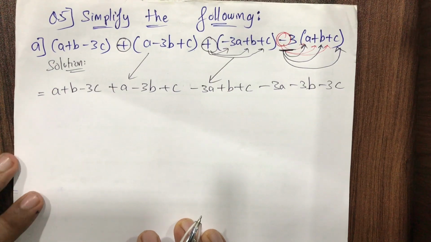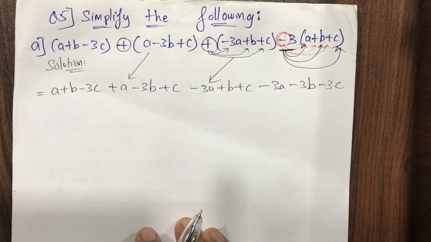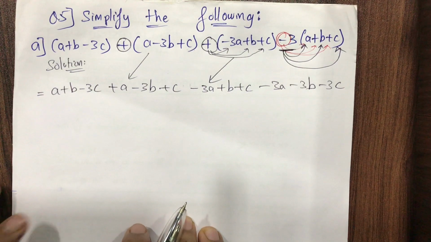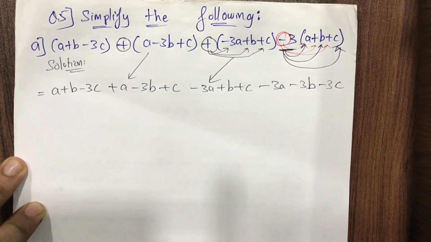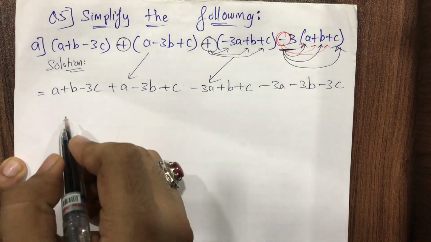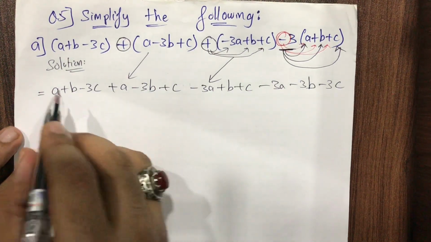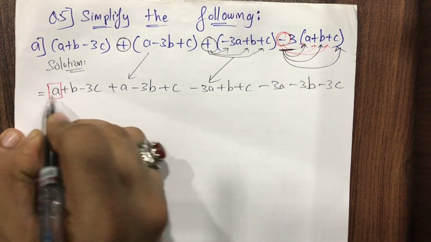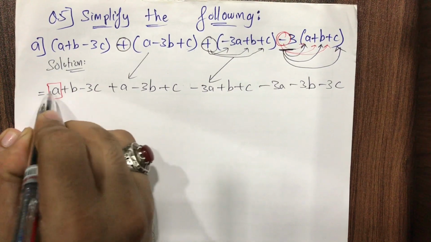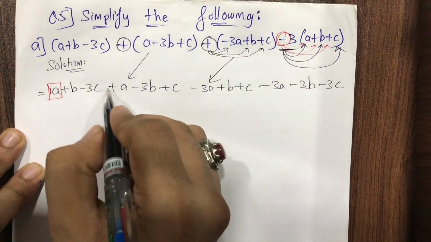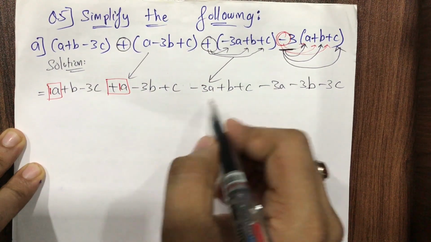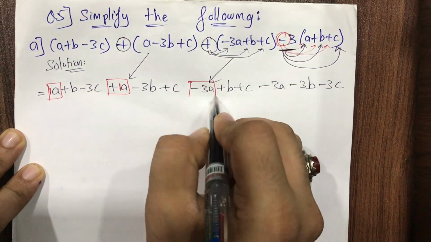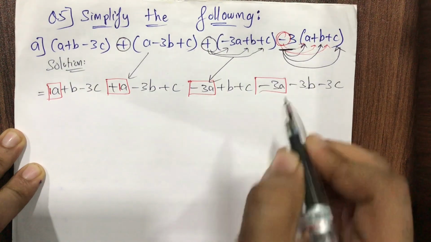Now how many different varieties of terms do we have here? We have terms with a, we have terms with b, and we have terms with c. Okay, I'm making squares on the terms which have a. It's 1a. When nothing is mentioned, it's like plus 1a. Here also plus a means it's plus 1a. Here I have minus 3a. Here I have minus 3a.